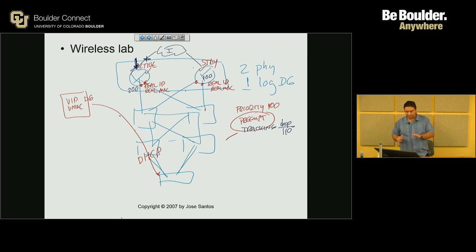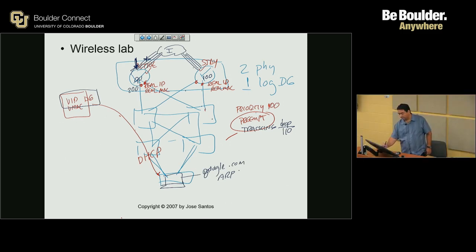Okay? So HSRP, at the end of the day, one of these guys has the IP address. So what happens when a computer gets an IP address from the DHCP and now tries to go to the internet, right? We try to go to google.com. Remember, you have to ARP. Where's my router? Who's my default gateway? So ARP is only replied by whoever is active. Whoever is active controls the IP address, and he's the only device authorized to reply with the MAC address.